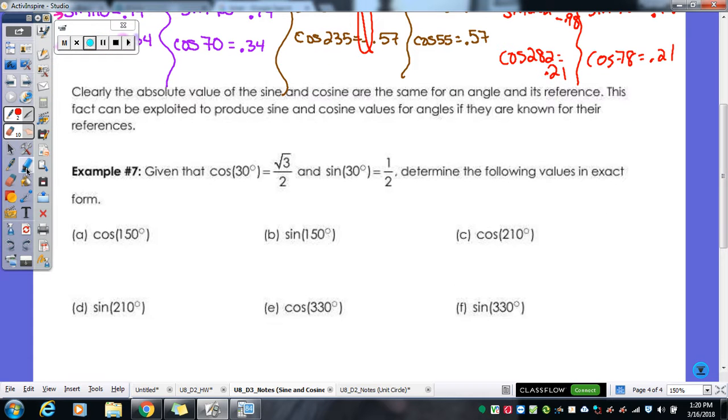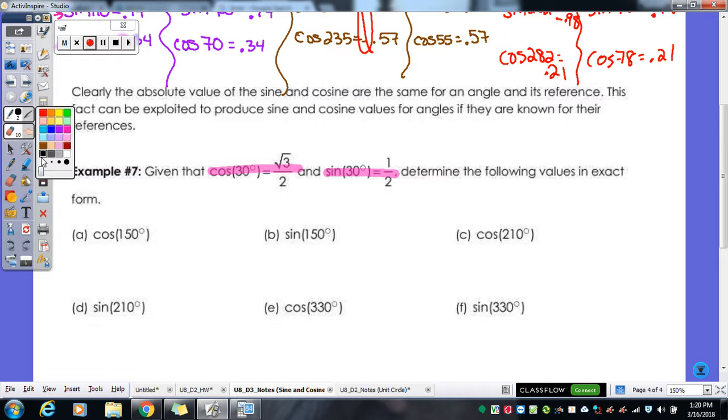So here, given that cosine of 30 is this and sine of 30 is 1/2, they want us to determine the following values in exact form. So exact form means no decimals. You got to have the fractions there.